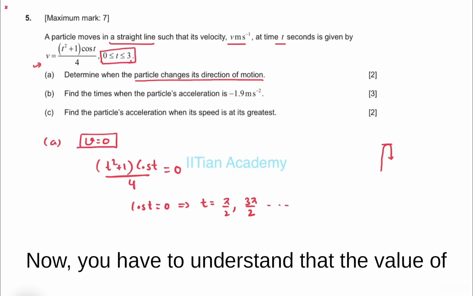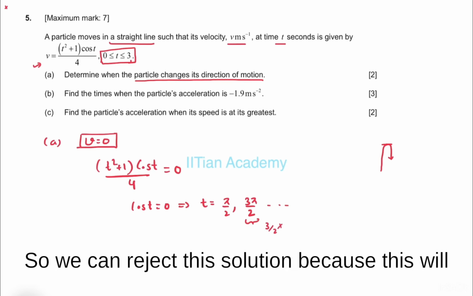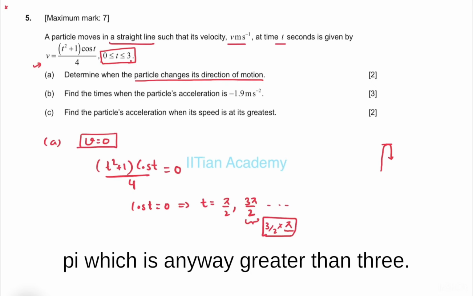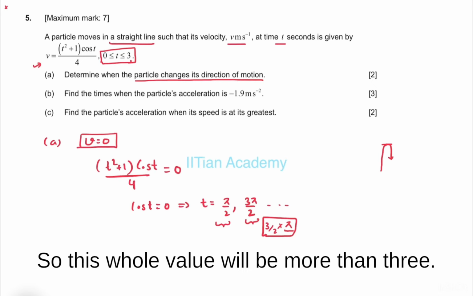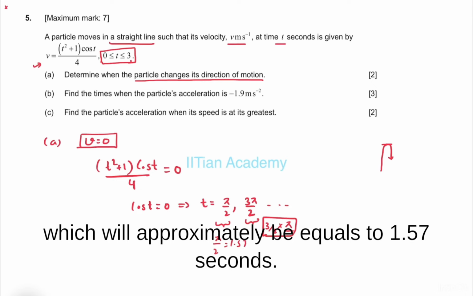Now you have to understand that the value of t is varying from 0 to 3 only. So we can reject this solution, because this will be 3 by 2 multiplied by the value of pi, which is anyway greater than 3. So this whole value will be more than 3. So the only solution is pi by 2, which will approximately be equal to 1.57 seconds.